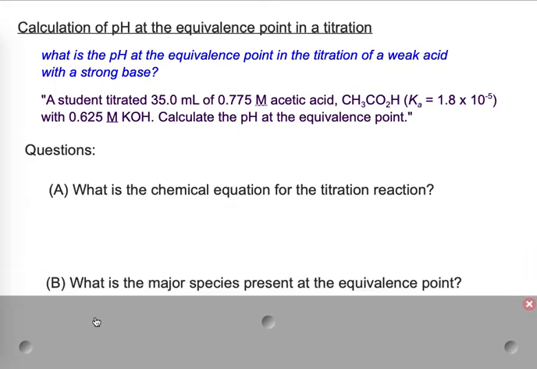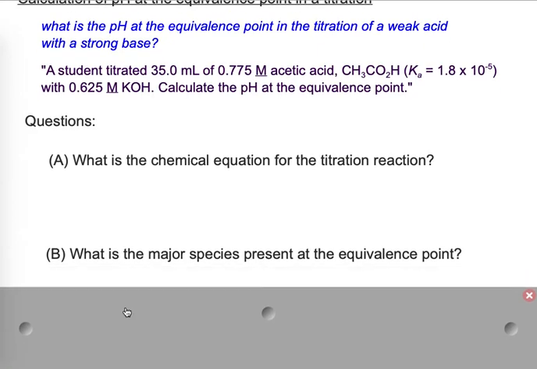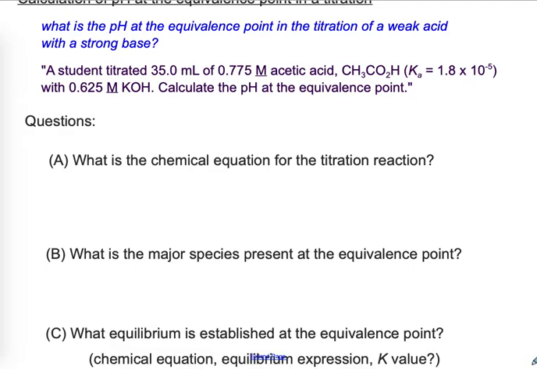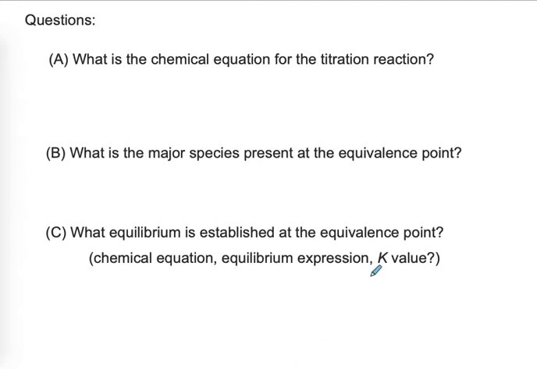B, what is the major species present at the equivalence point? We talked about this, but you have to explicitly think what is formed at that point of inflection. And then finally, what equilibrium is established at the equivalence point? What exactly is going on? And for that, you should be able to write a chemical equation, the equilibrium expression, and the K value. Well, let's do this for this particular problem.